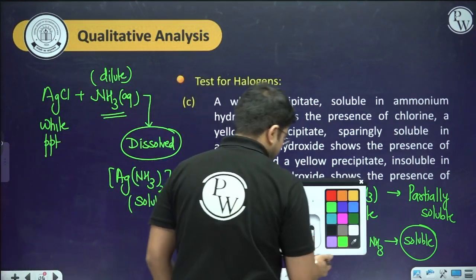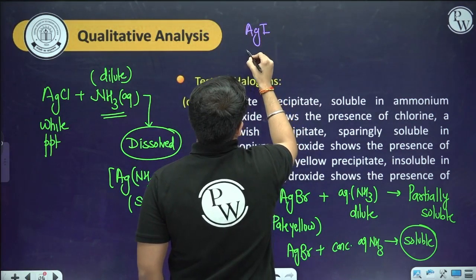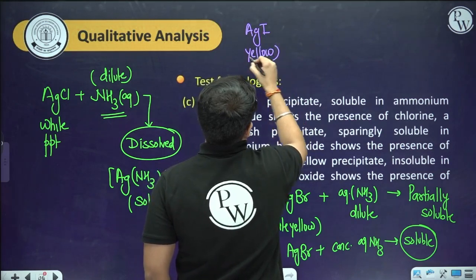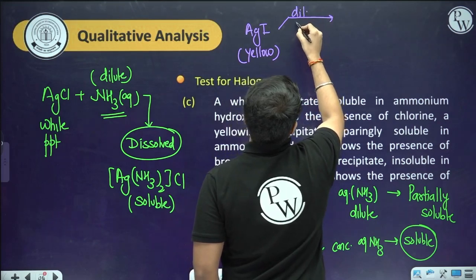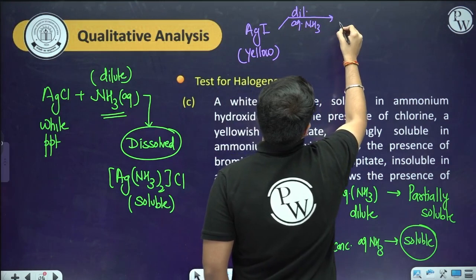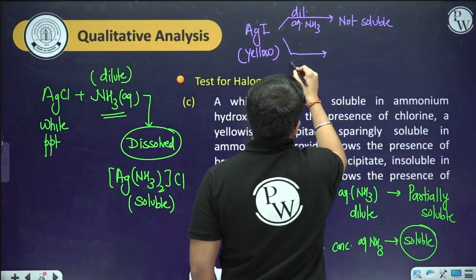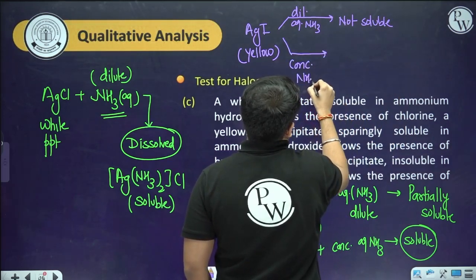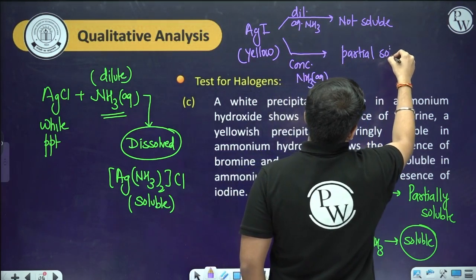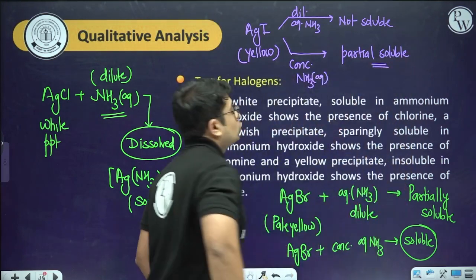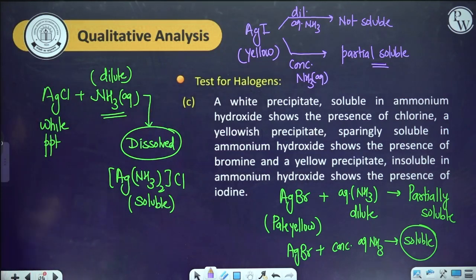And what happens? Let's say you have AgI, which is yellow in color. And when you add dilute solution of aqueous ammonia, it is not soluble, not at all soluble. But if I am adding concentrated aqueous solution of ammonia, now it becomes partially soluble, which shows the presence of AgI in the mixture. And that's how you can differentiate between these three parts. Just note down this important point.